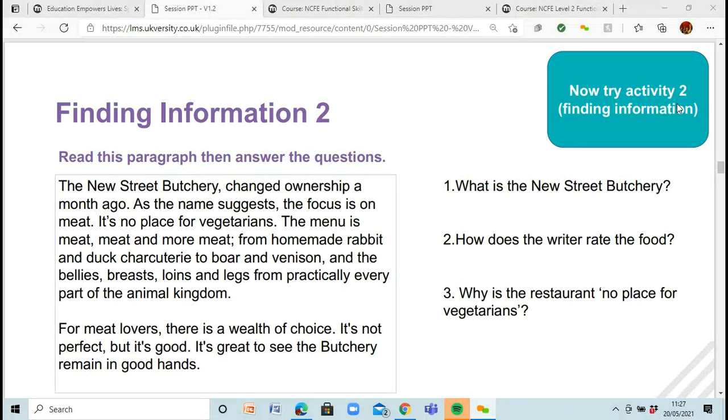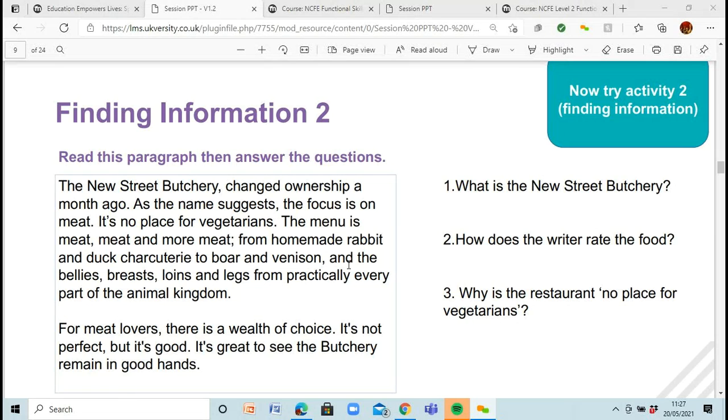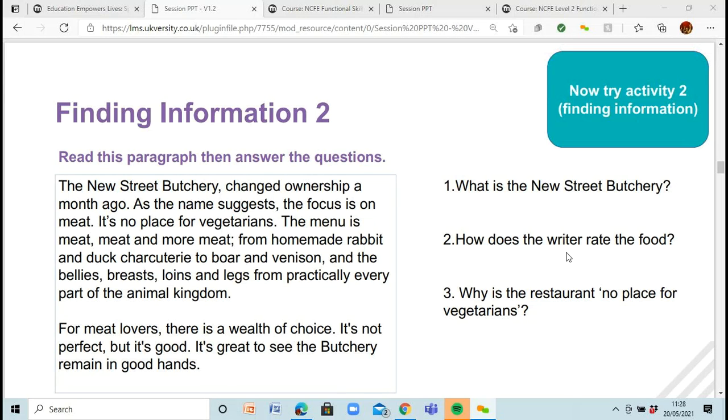Well done. So all of you have listened to the paragraph and you've been able to deduce all that information: that it's a butcher's. The person who's rating it thinks that it's not perfect, it's okay, it's good. And then why isn't it a place for vegetarians? Because they only sell meat. Well done.